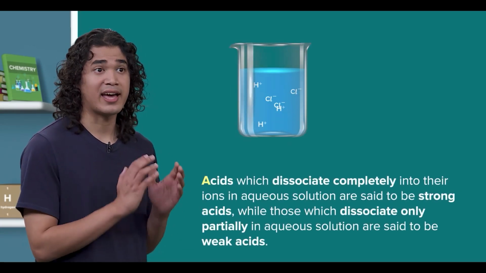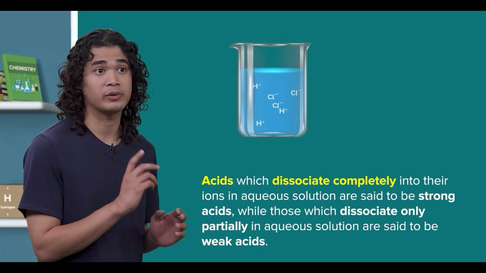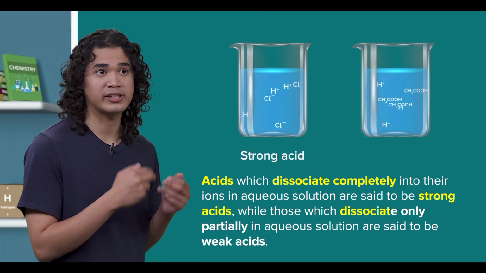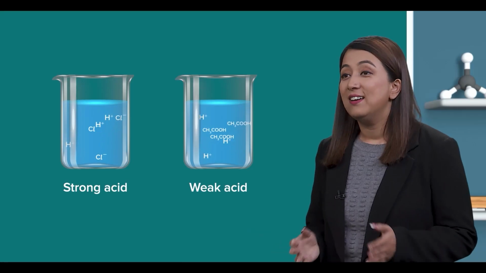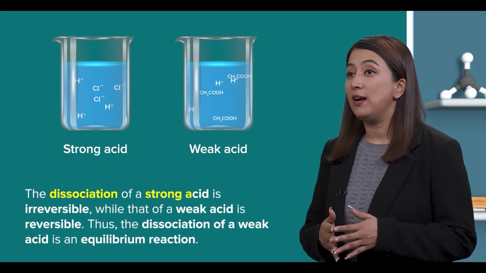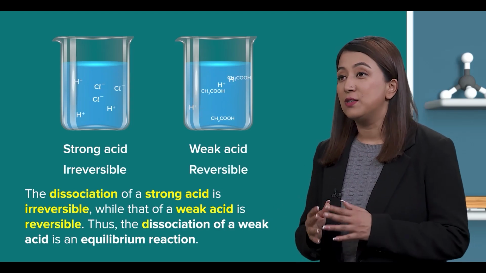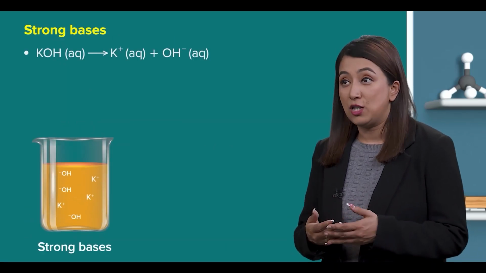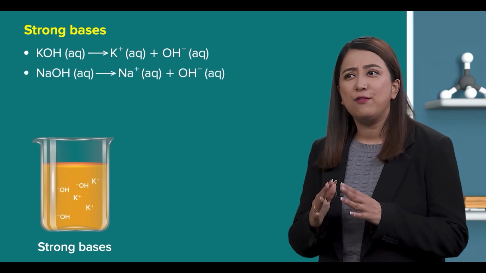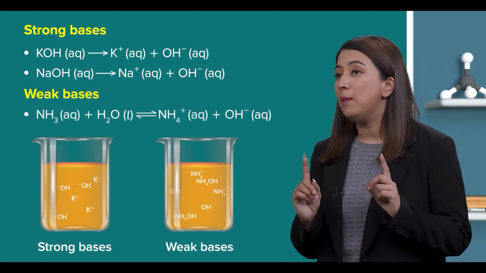I think I do. Acids which dissociate completely into their ions in aqueous solution are said to be strong acids, while those which dissociate only partially in aqueous solution are said to be weak acids. Exactly. Additionally, the dissociation of a strong acid is irreversible, while that of a weak acid is reversible. Thus, the dissociation of a weak acid is an equilibrium reaction. The same can be said for bases as well. Strong bases like potassium hydroxide and sodium hydroxide are fully ionized when dissolved in water, while weak bases like ammonia are partially ionized.